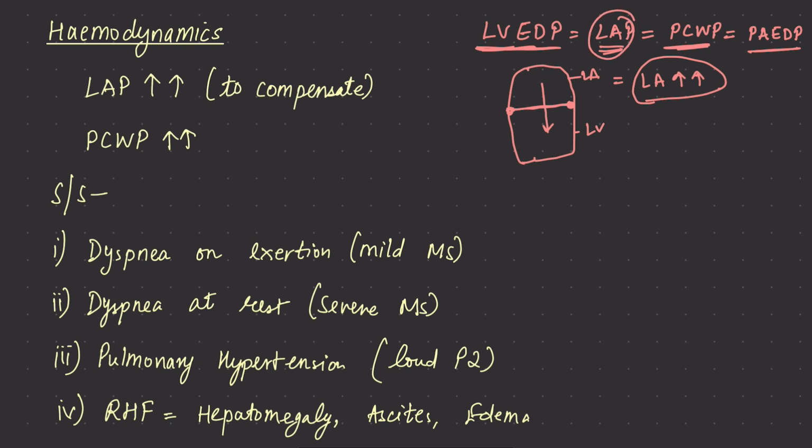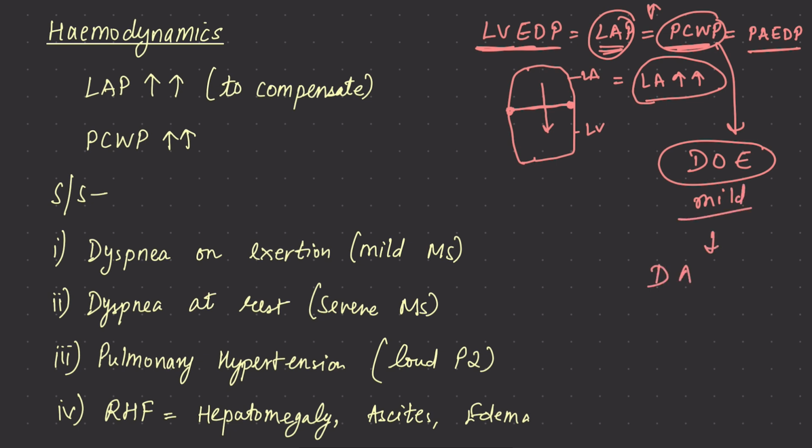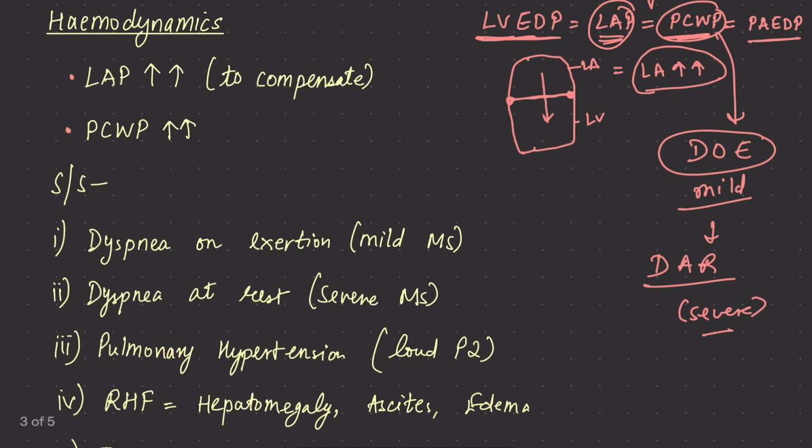LAP and PCWP will increase, and what will they cause? They will cause dyspnea on exertion if the case is mild, and dyspnea at rest if the case is severe. These pressures are responsible for dyspnea on exertion or dyspnea per se. Left atrial pressure and pulmonary capillary wedge pressure increase. These are the two hemodynamic points that we need to remember.